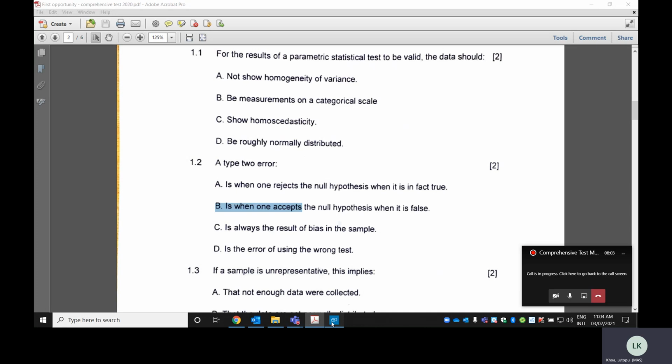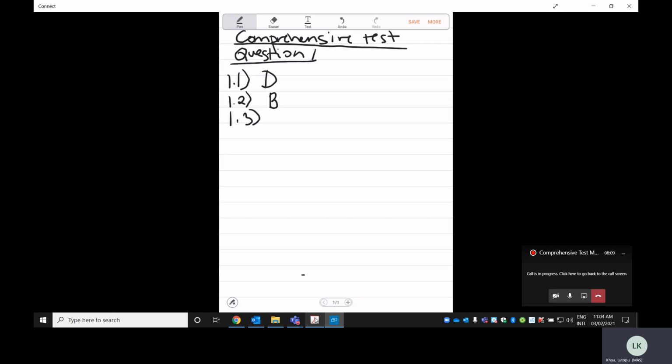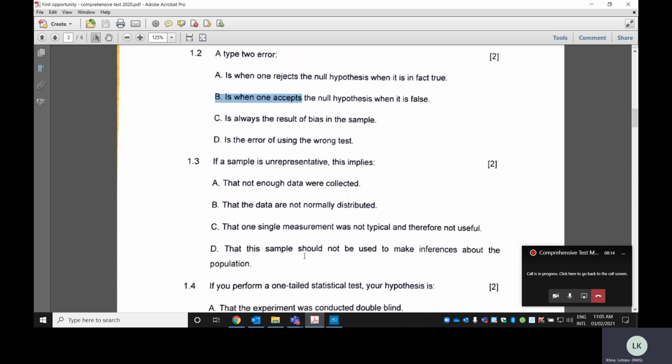Then 1.3. 1.3 says, if a sample is unrepresentative, what does that mean? Is it A, that not enough data was collected; B, that the data is not normally distributed; C, that one single measurement was not typical and therefore not useful; and D, that this sample should not be used to make inferences about the population. So you always read through your options and then pick the one that is most correct.